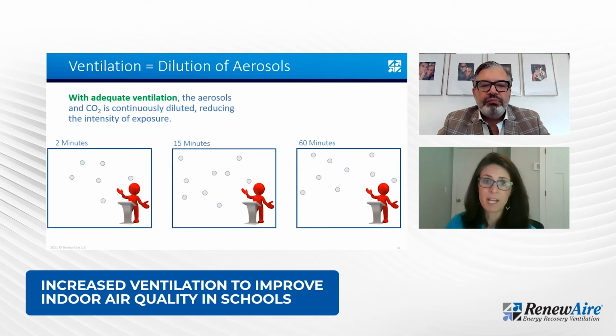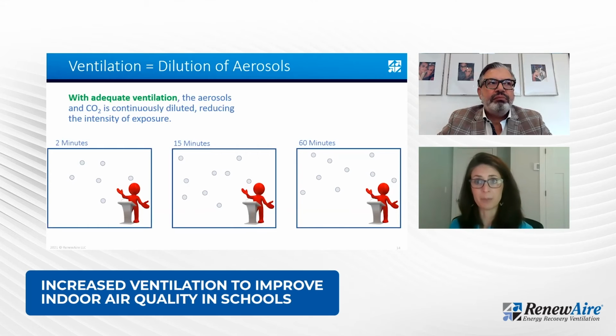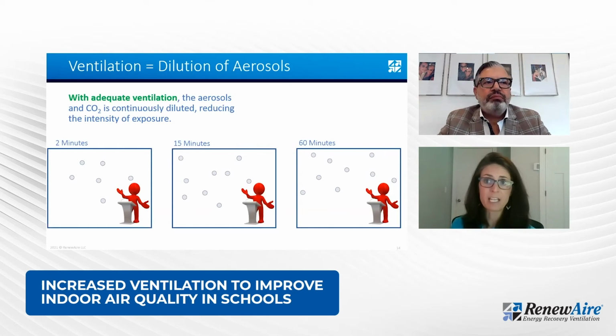This is what it looks like when we have adequate ventilation. So we want that constant dilution of any of those aerosols and CO2. And that means we don't have that buildup over time. As the people are breathing and any of those contaminants are building up, we're continuously diluting them. And that's that ventilation rate that we talked about earlier and looking at some of those examples.